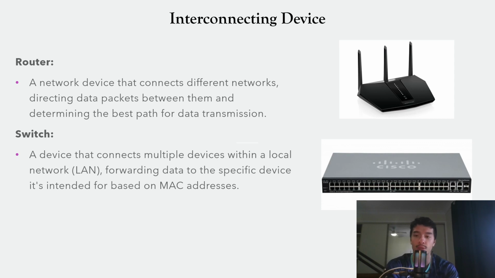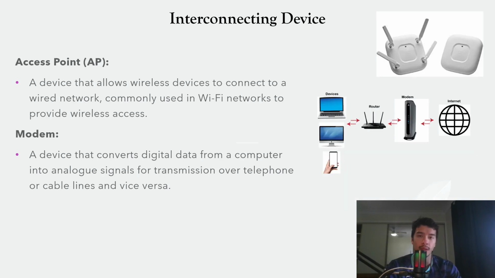The next one is a switch, a device that connects multiple devices within a local network, a LAN, forwarding data to the specific device it's intended for based on MAC addresses. We'll go into MAC addresses later, but essentially they're for finding devices in a local setting, because once information gets there, it needs to know exactly which device the data is going to, and you determine that through MAC addresses.